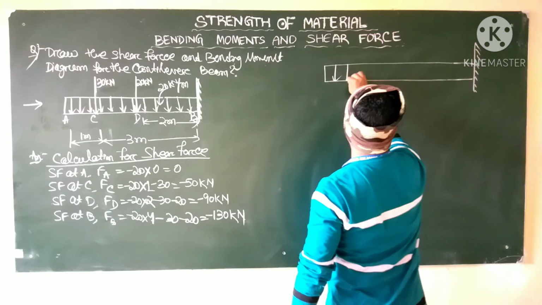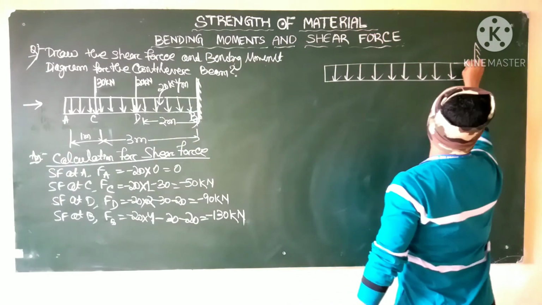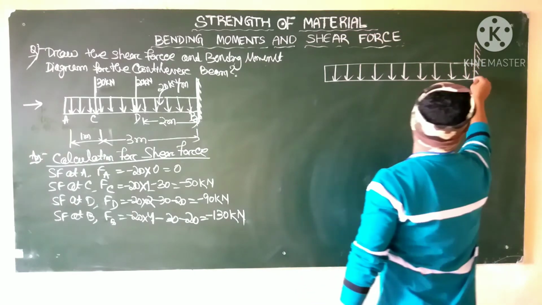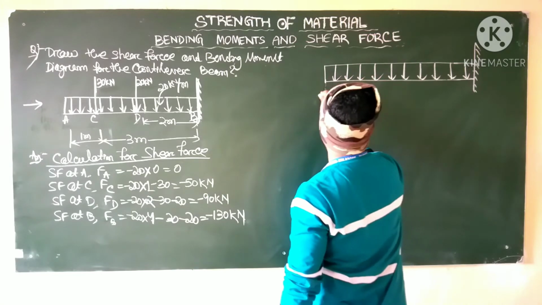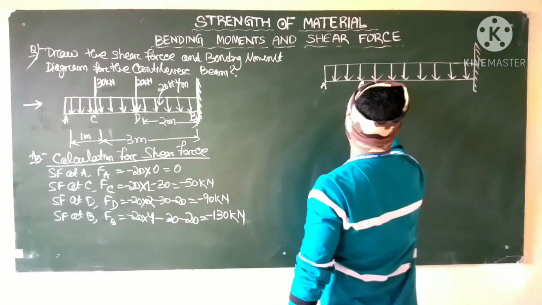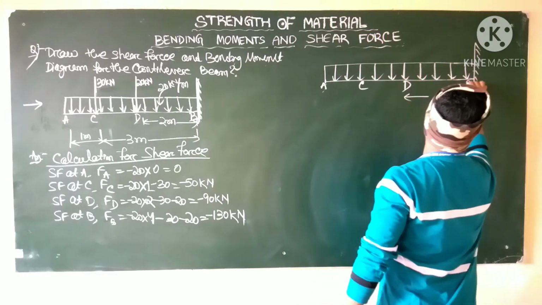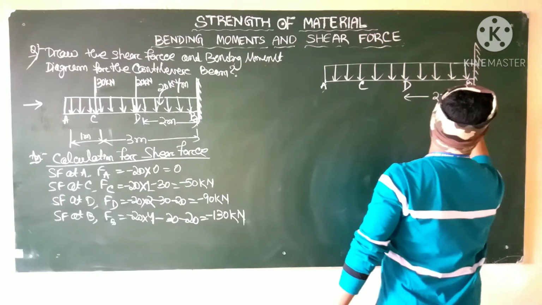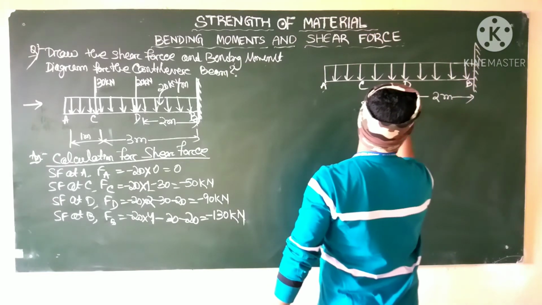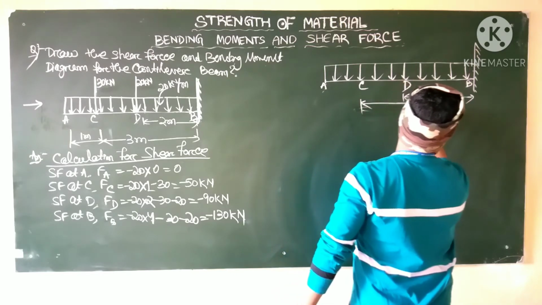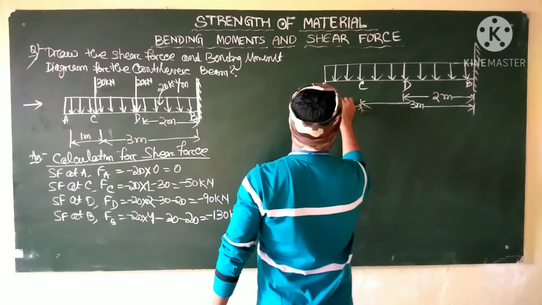There is a UDL, a uniformly distributed load, along the length of the beam. Here the UDL is divided into 4 parts. Here the point A, here the point C, next point D. From D to B, the distance is 2 meters. From B to C, the distance is 3 meters. And from C to A, the distance is 1 meter.